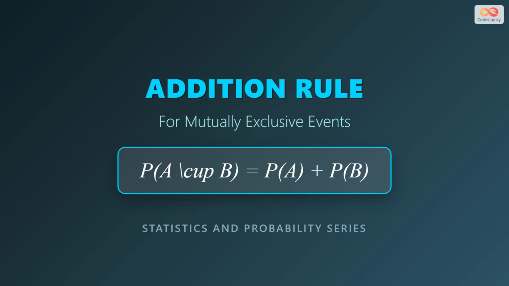Welcome to this lesson on the addition rule for mutually exclusive events. In probability, we often need to calculate the chance that one event or another event will occur. Specifically, we will learn how to handle events that cannot happen at the same time, using the simple formula P of A union B equals P of A plus P of B.